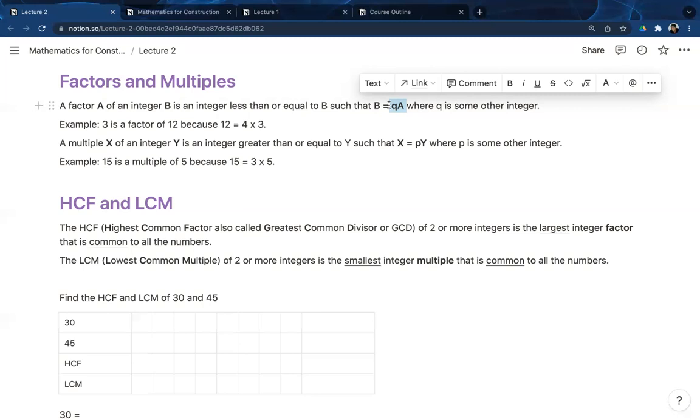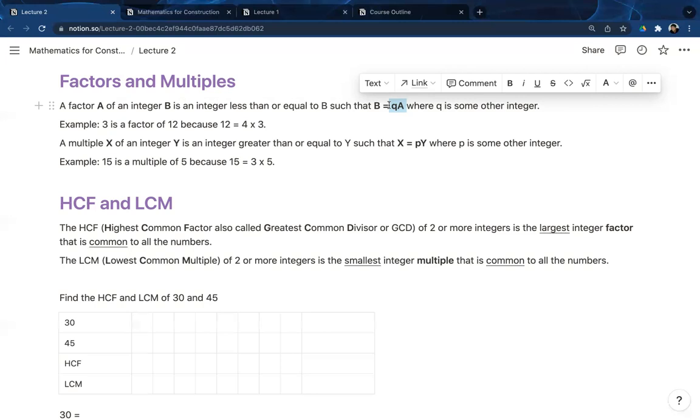Multiples are integers as well. This is defined for integers. A multiple of an integer y is some integer x that is y times something, okay? So a multiple is bigger than or equal to the number. For example, 15 is a multiple of 5, right? Because 15 is 5 by something. So multiples and factors go hand in hand. A multiple of some number would mean that the number is a factor of the multiple, you know?